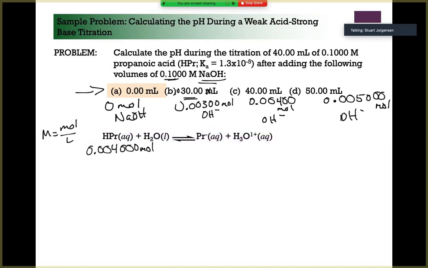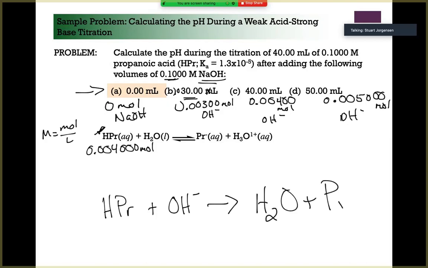The first thing that's going to happen when you add a base to this solution is it's going to neutralize some of this acid. It's going to use up some of that acid. But keep in mind, when it does that, let's look at that major reaction real quick. So we're actually describing two reactions. We're going to have some hydroxides reacting with this weak acid. That's a strong reaction to make some water.